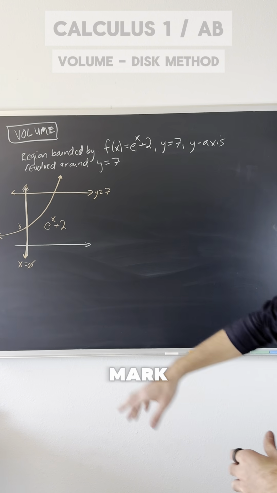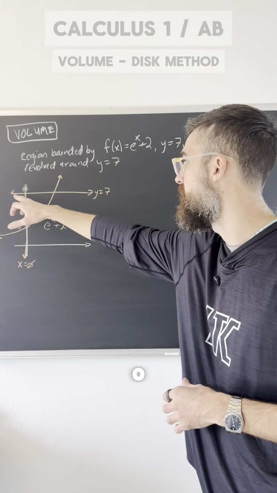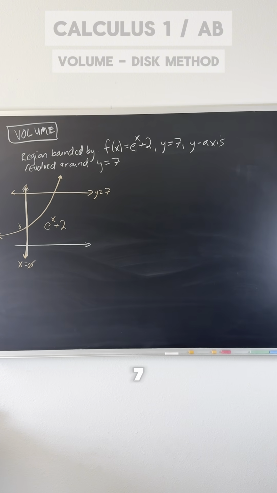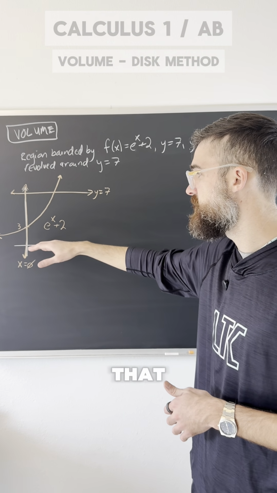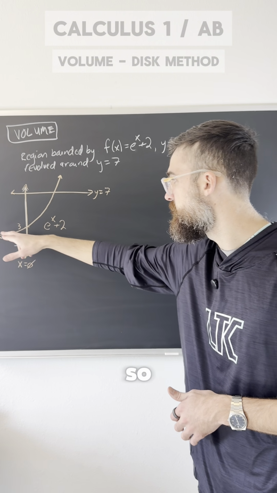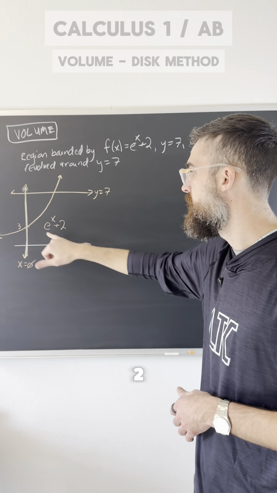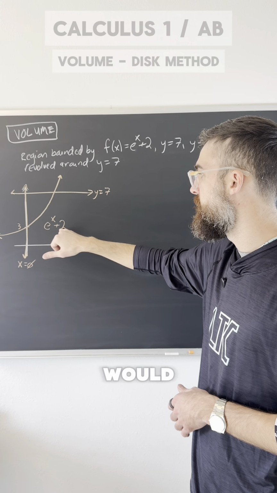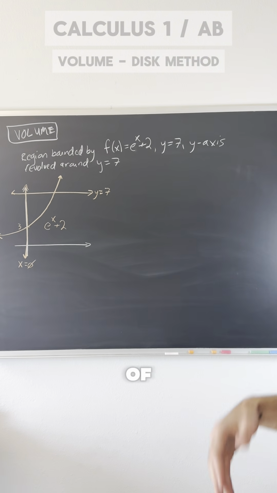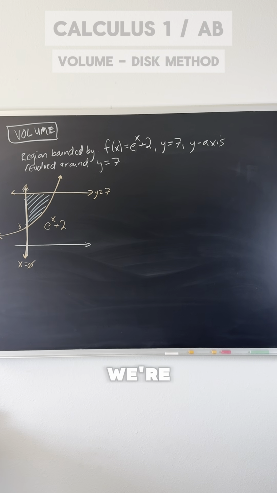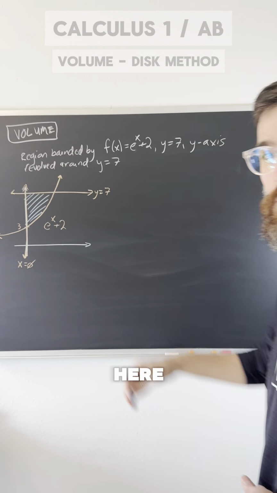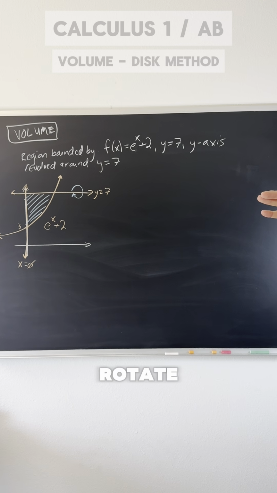So I go ahead and mark our y-axis, x equals 0, our line y equals 7, as well as our exponential that has just been shifted up by 2, right? So we have our typical exponential e to the x shape. All we've done is we've shifted up 2. So at 0, e to the 0 would be 1 plus 2. We start at a height of 3. So the region we're interested in is shaded right here in blue. And our goal is to rotate that region about the line y equals 7.